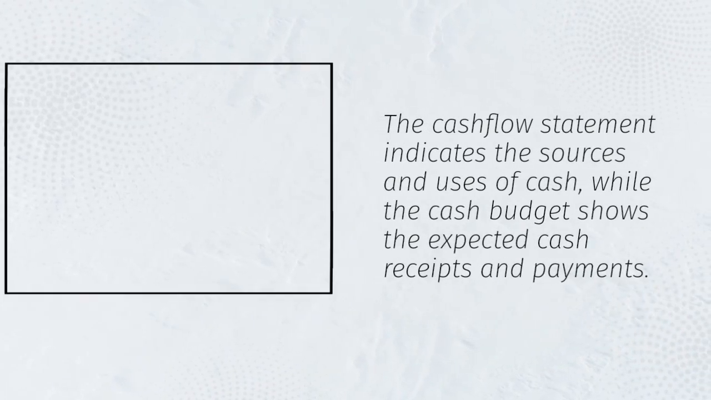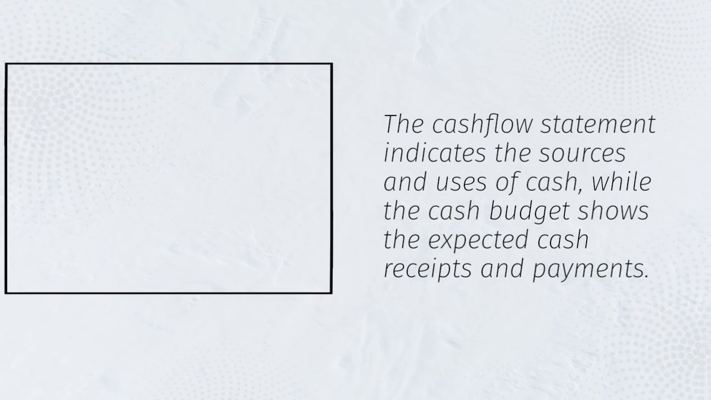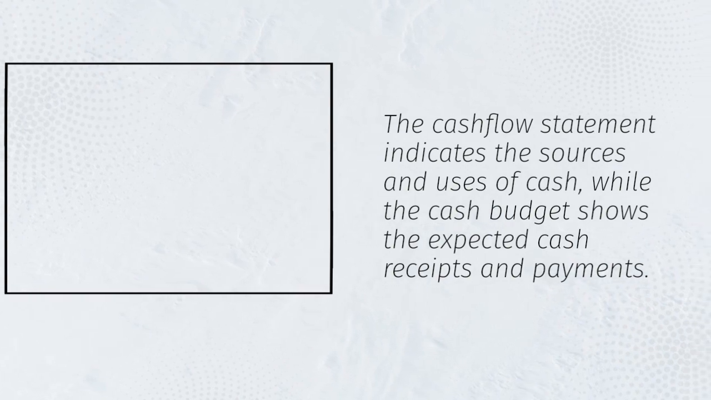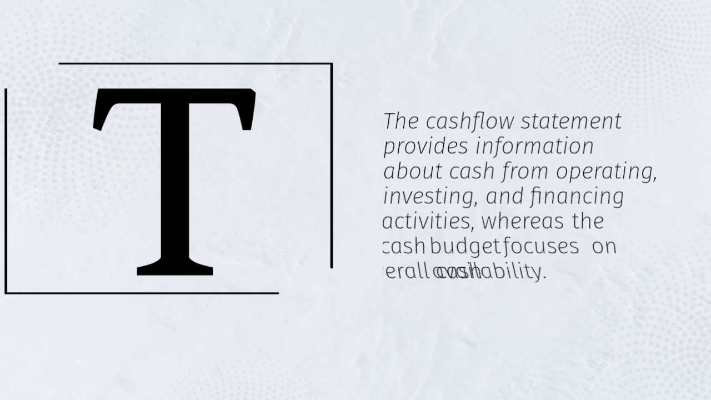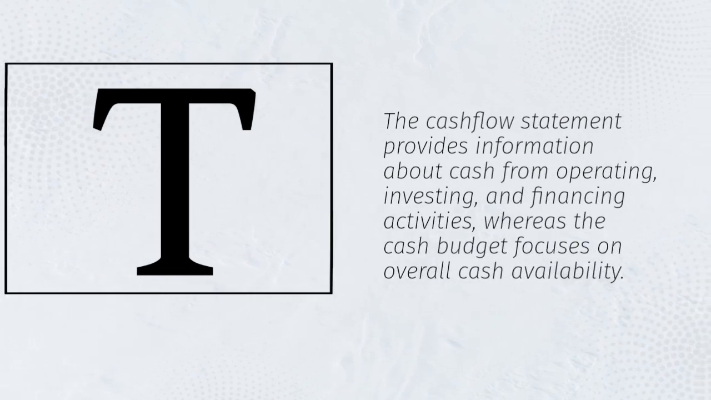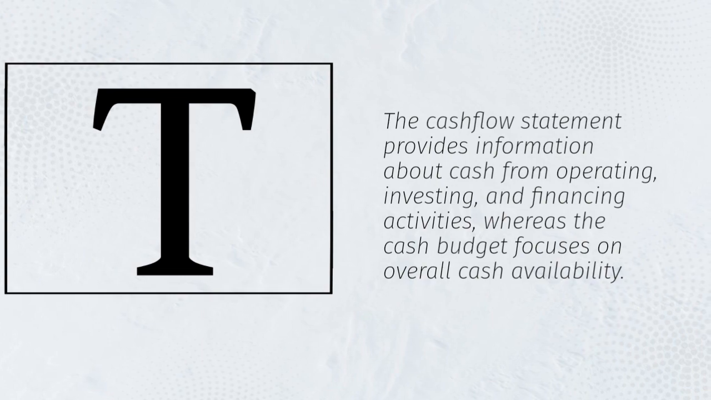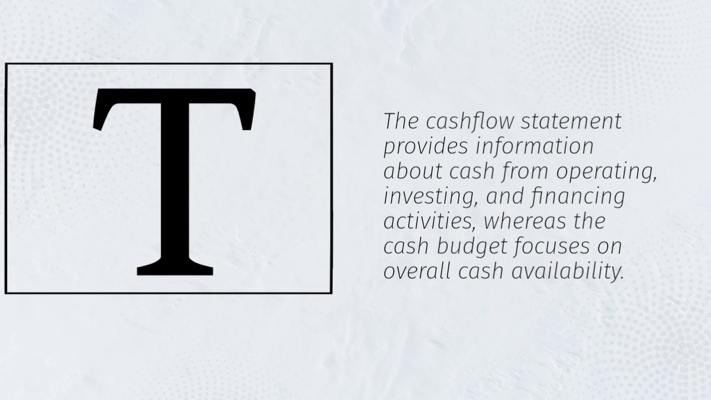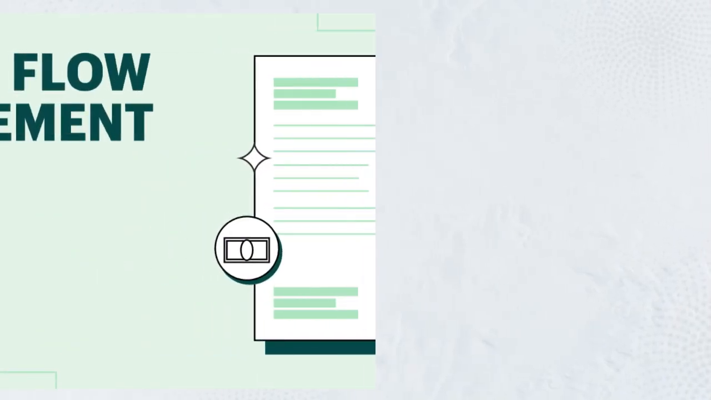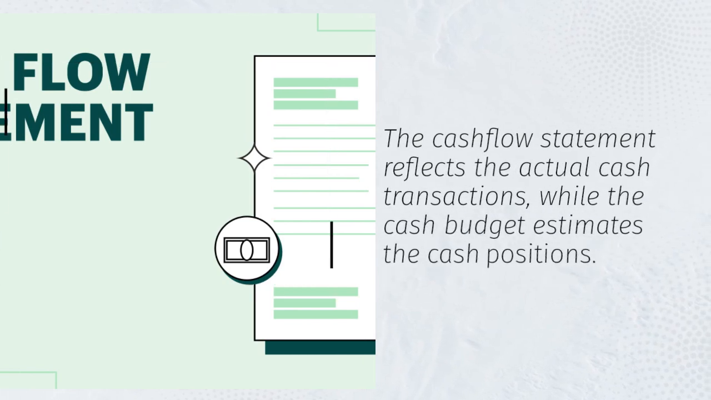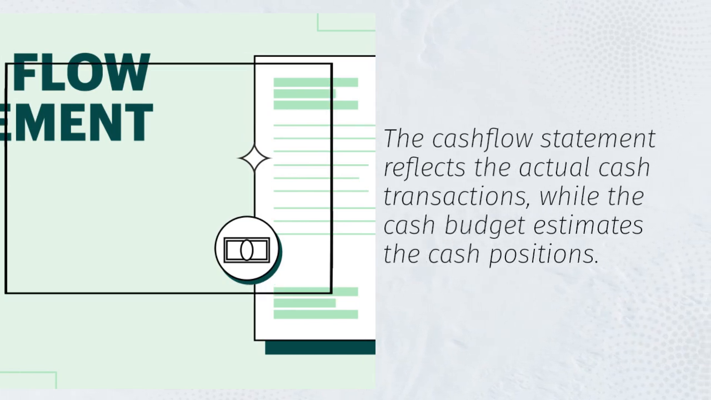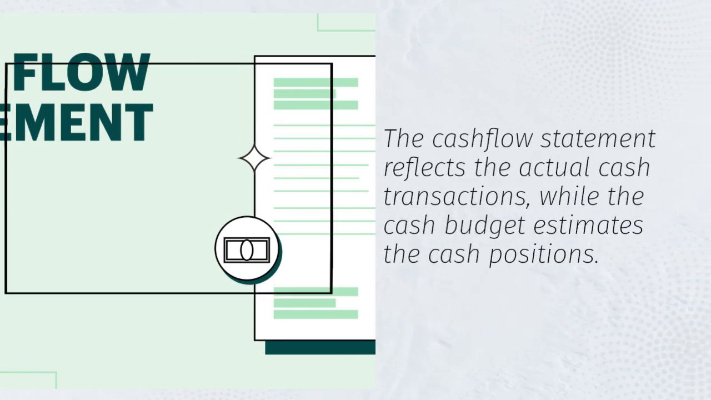The cash flow statement indicates the sources and uses of cash, while the cash budget shows the expected cash receipts and payments. The cash flow statement provides information about cash from operating, investing, and financing activities, whereas the cash budget focuses on overall cash availability. The cash flow statement reflects the actual cash transactions, while the cash budget estimates the cash positions.